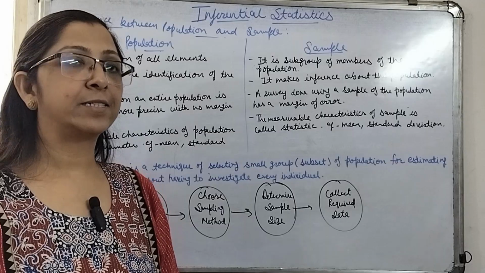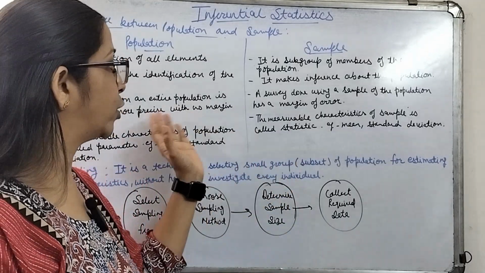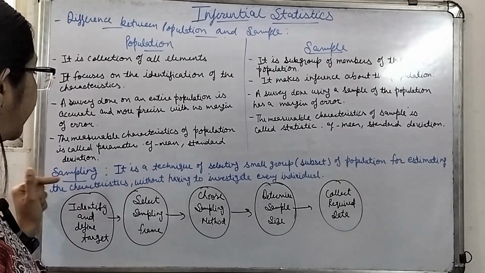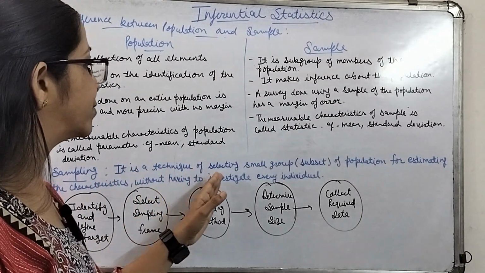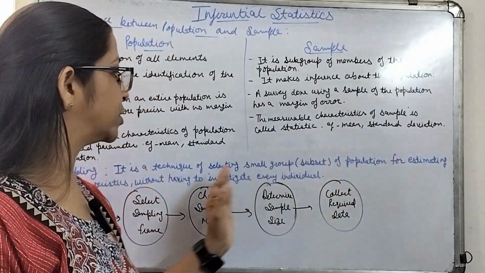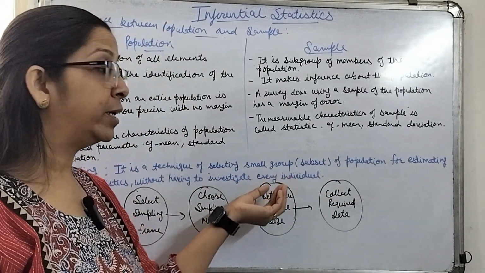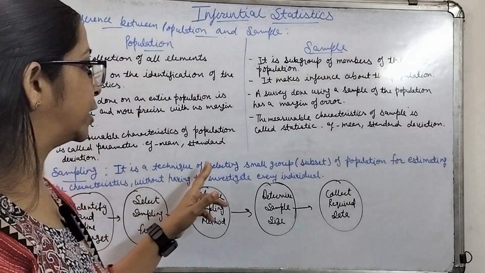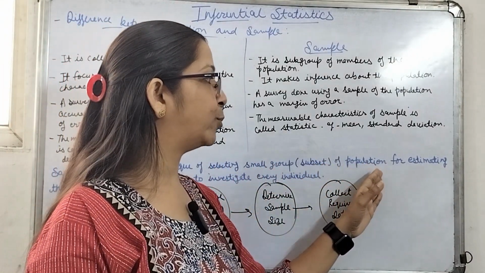Now, what sampling is, how we are taking out a sample from the population, what this method is, that is your sampling. So sampling is basically a technique of selecting a small group, that is, a subset of the population. From the population we are selecting a subgroup. The technique by which we are selecting it is known as sampling.